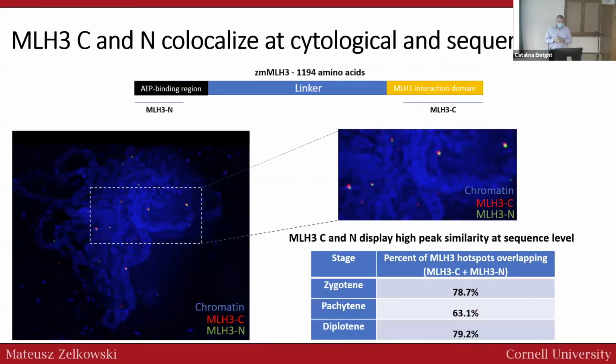Okay, but before, there were no commercially available antibodies, so we created our own recombinant proteins called MLH3N and MLH3C, targeting the specific terminal sites of MLH3. We sent these for immunization of rabbit and guinea pig, and we obtained the antibodies. We tested these antibodies on a slide. This is a pachytene in maize.